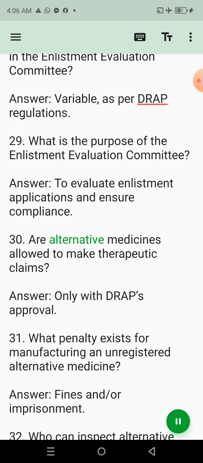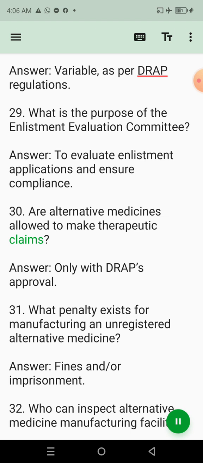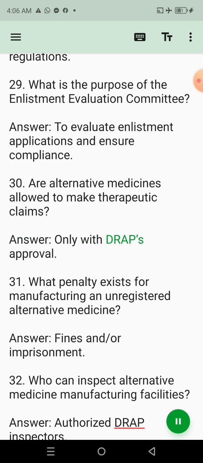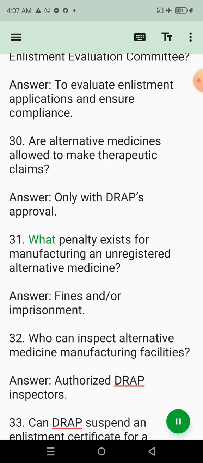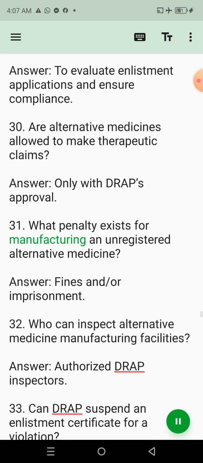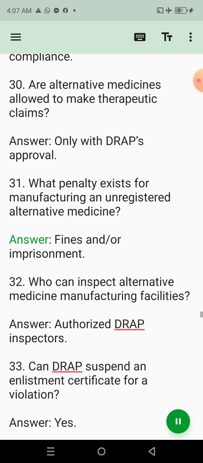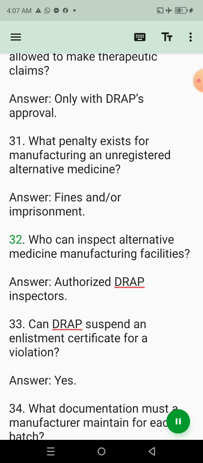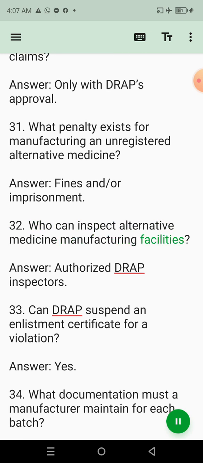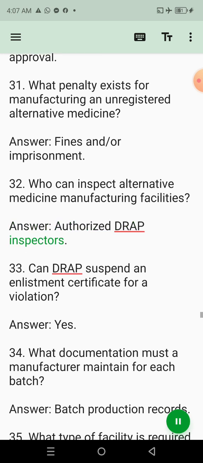30. Are alternative medicines allowed to make therapeutic claims? Answer: Only with DRAP's approval. 31. What penalty exists for manufacturing an unregistered alternative medicine? Answer: Fines and/or imprisonment. 32. Who can inspect alternative medicine manufacturing facilities? Answer: Authorized DRAP inspectors.